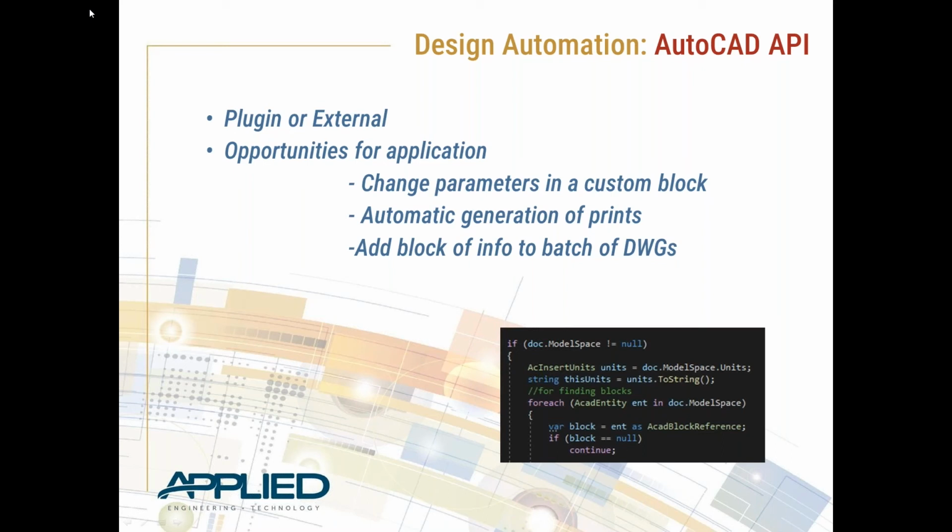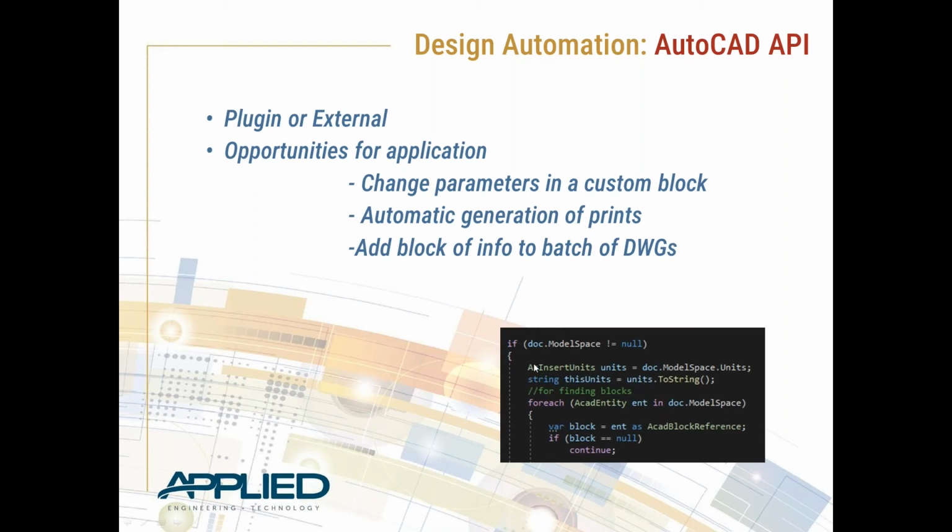As for opportunities for this application, let's say you have a block on your drawing with a little info about the drawing. You could use the API to change those values. You could go through a batch of prints, print them all out to PDF, and save them somewhere, a network drive or something. You could add stamping info to the top of the drawing. There's all kinds of things you can do, and this little bit on the bottom here is just an example of how the syntax, or the programming lingo, works for it.